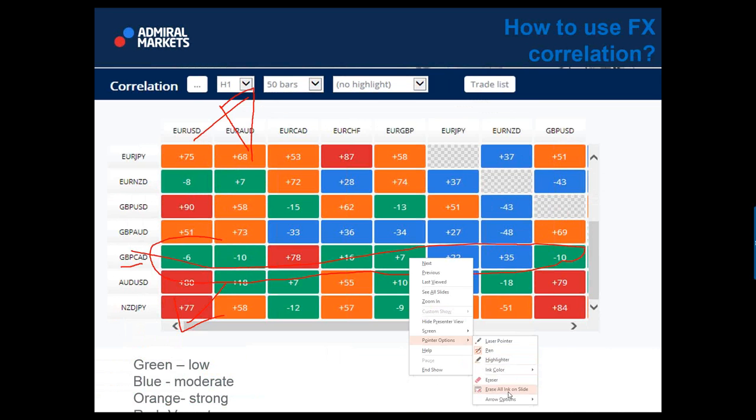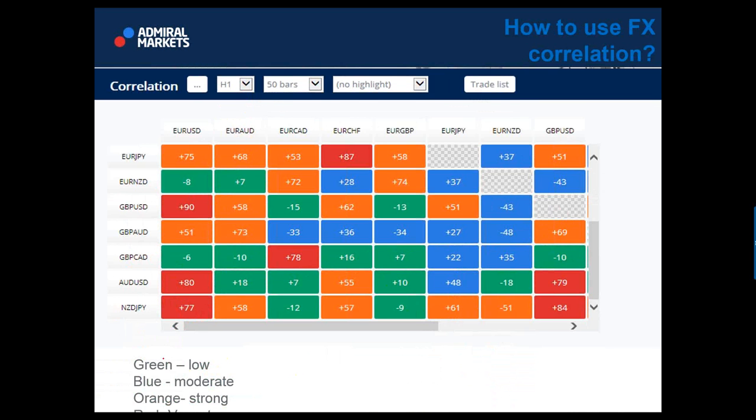This is how you should read the correlation table. Green means that the correlation is low. There is almost no correlation. Blue means that there is a moderate correlation between the pairs. And if the blue is starting to be very close to 50, that means that it can suddenly change to being a strong correlation and the pairs will move in the same direction. Okay?